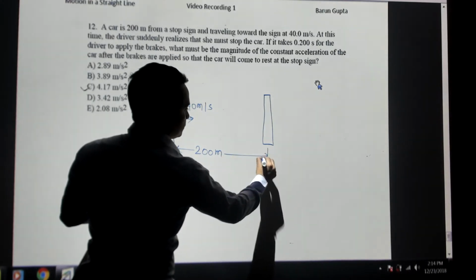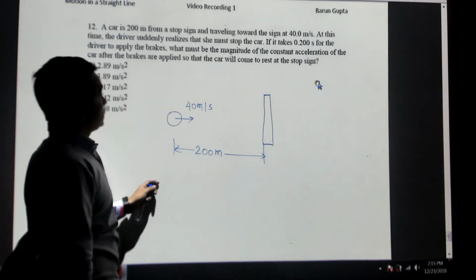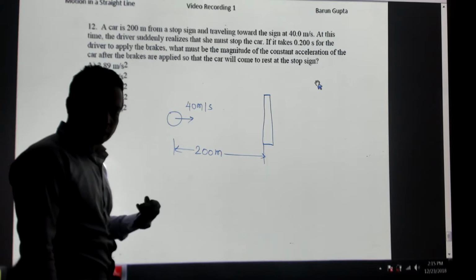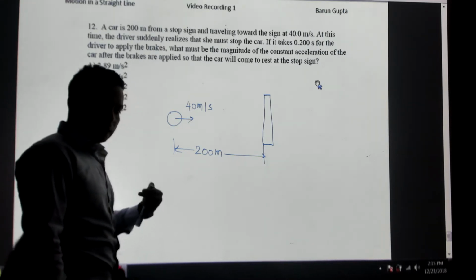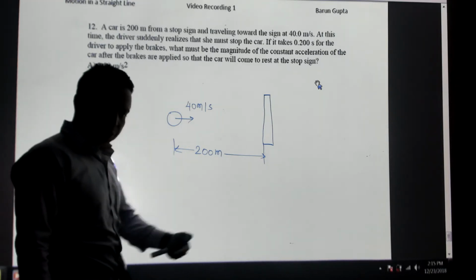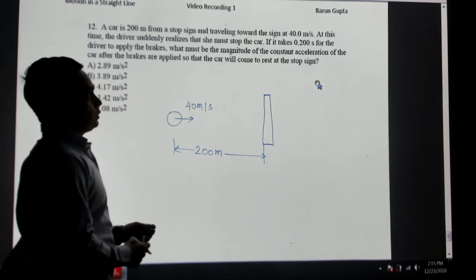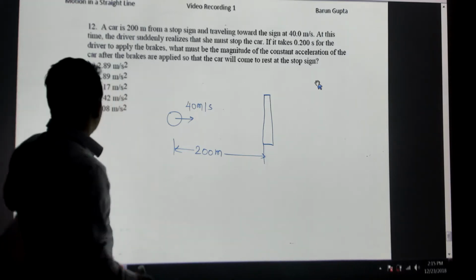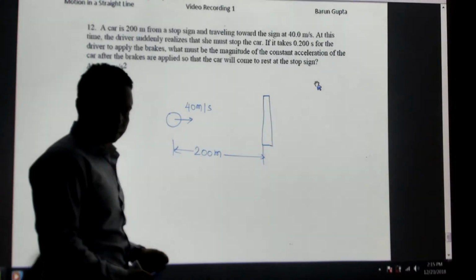All right, also at this point, this distance is 200 meters. All of a sudden, the driver realizes she has to apply the brake, and just thinking took 0.2 seconds. So whenever you think you need to apply the brake, it takes 0.2 seconds. So what has to be the acceleration of the car just to stop before the stop sign?